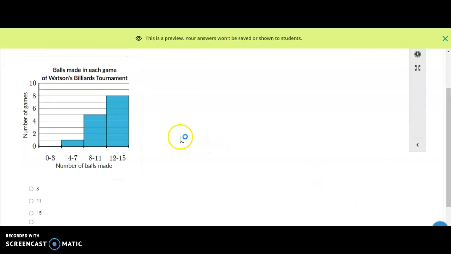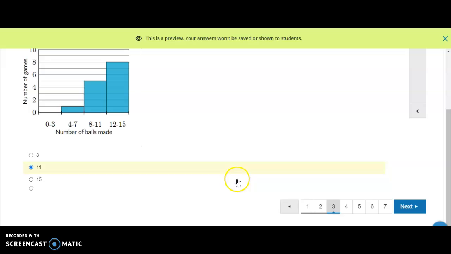Okay. What is the range? The range is the lowest value to the highest value. So the highest value here could be up to 15, and the lowest value could be 4. This would be 11.